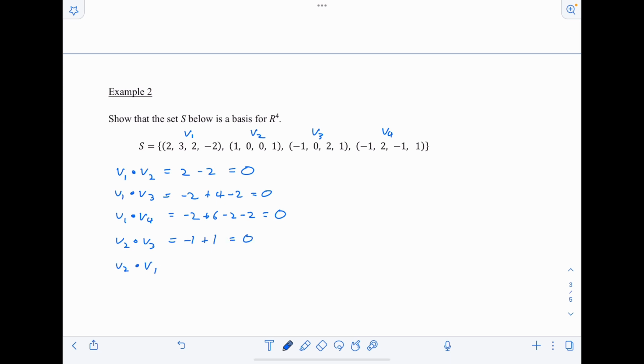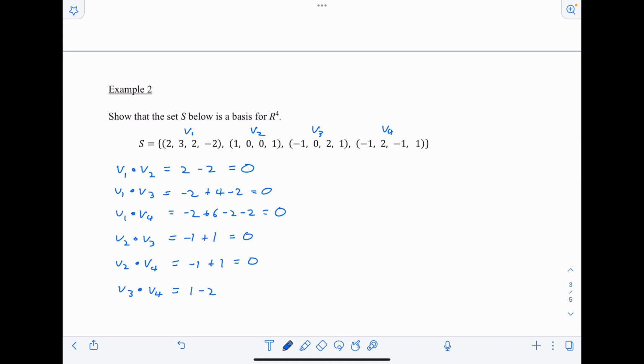V2 dot V4 is negative 1 plus 0 plus 1, which is also 0. And then finally, V3 dot V4 is positive 1 plus 0 minus 2 plus 1, which is 0.